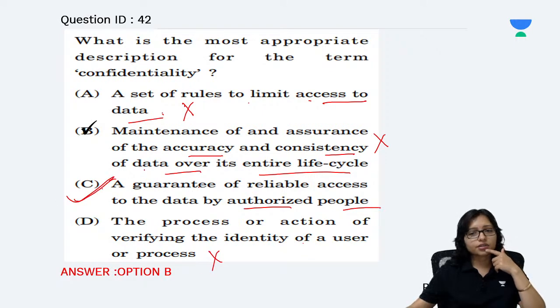Option C is the correct one. B is the integrity. Yes, option C is the correct answer. You are correct. Option C is correct. Option B is not the correct answer.